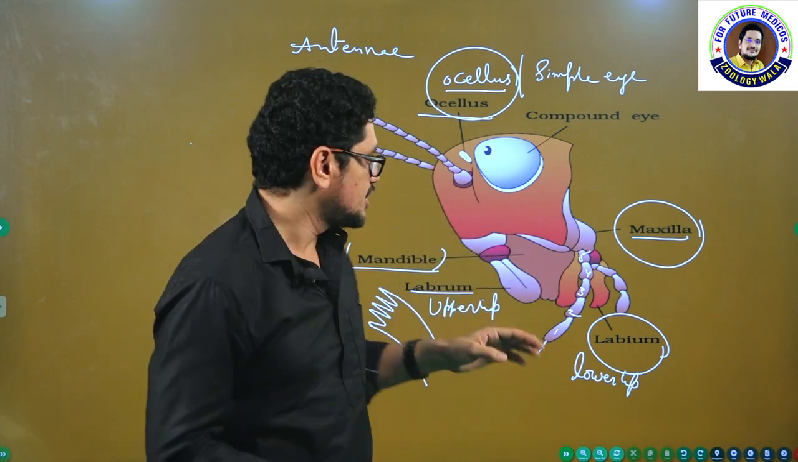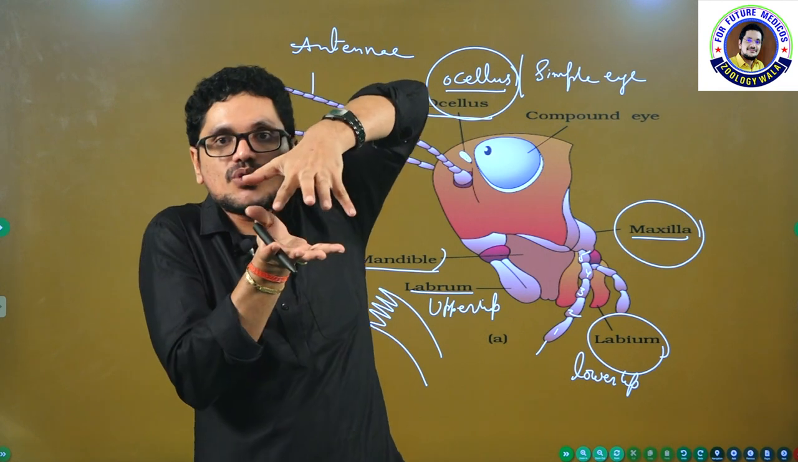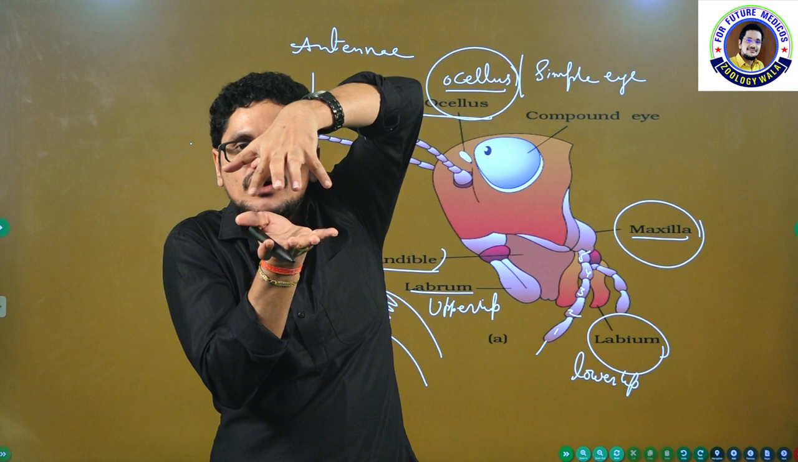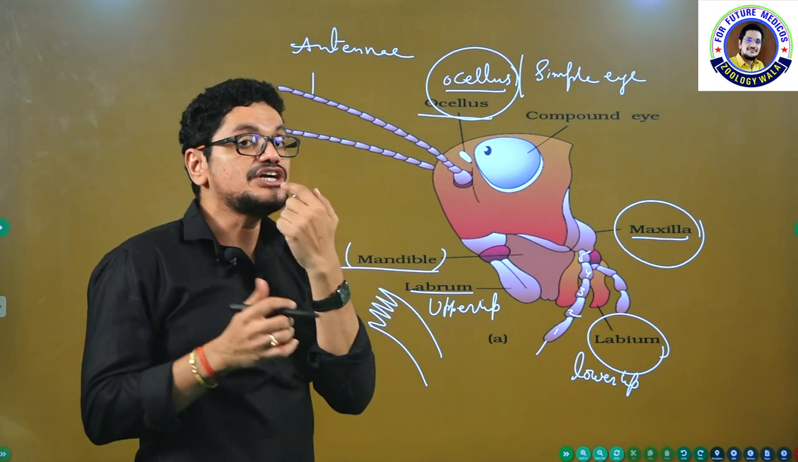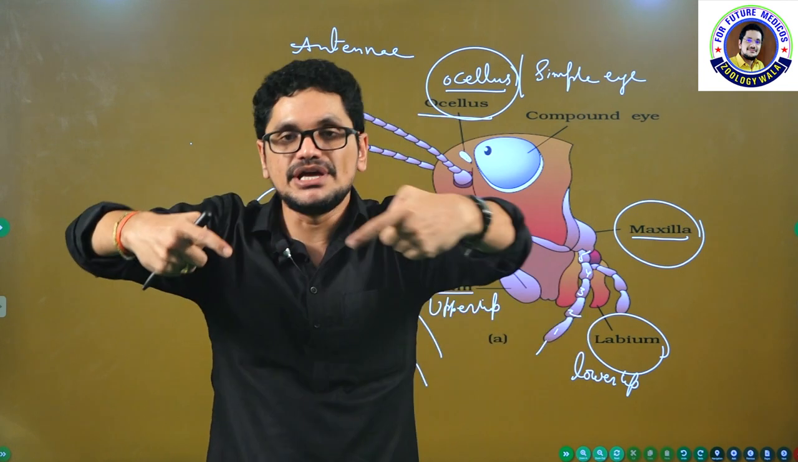In front of them you can see all these structures. All the mouth parts are present, enclosed in the oral cavity. See this one, upper lip, and this is lower lip. One upper lip, one lower lip is present. And internally, a pair of mandibles are present. And from here, one maxilla, from here, one maxilla.